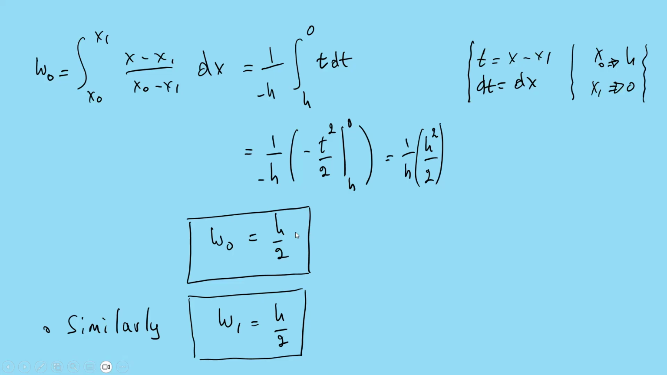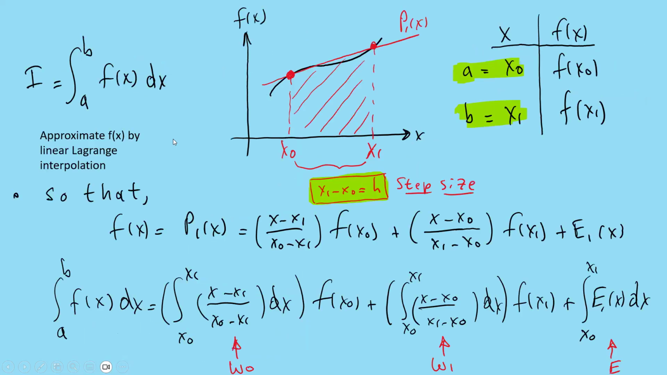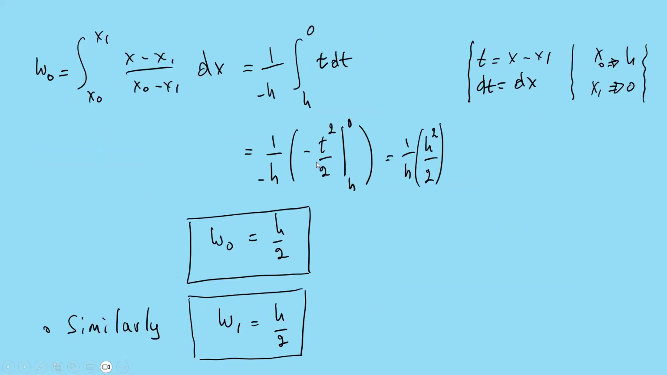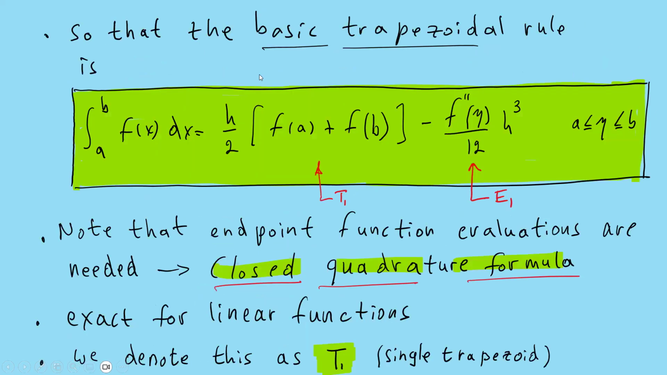And what is h? It is the difference between B and A, or x1 and x0. And this is the equation. This is the basic trapezoidal rule. We have half of h, or half of the step size, times the value of the function at A plus the value of the function at point B.